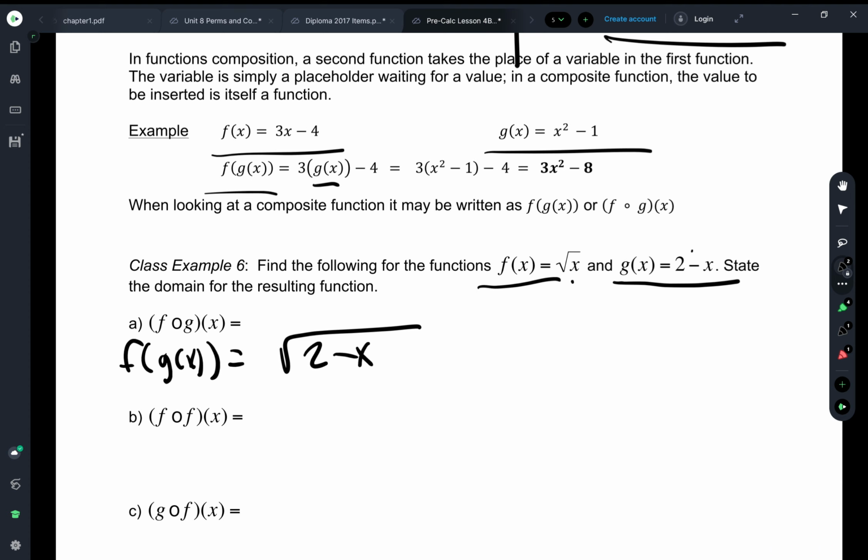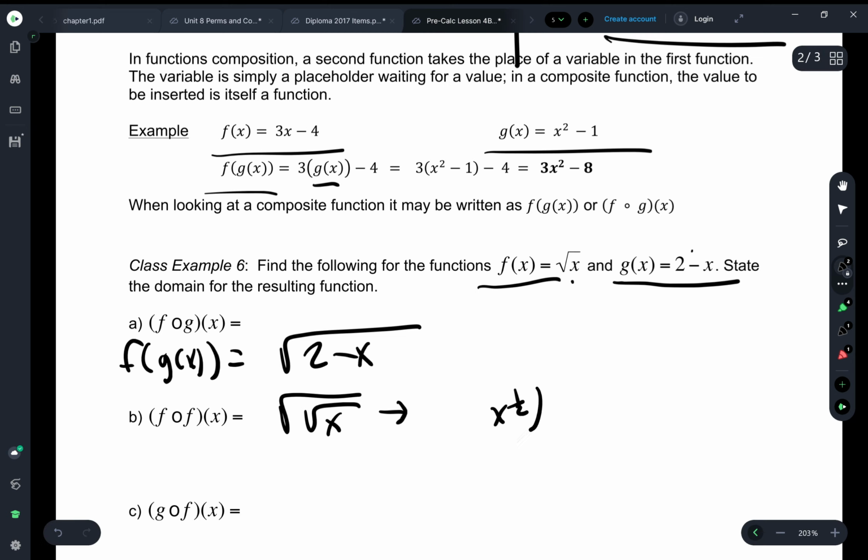F of f, kind of a tricky one. Root x. Okay, so you're rooting it, you could say. Exponents kind of help illustrate this, but you can actually simplify this. I know that looks weird. You can write this as x to the 1/2 to the 1/2.